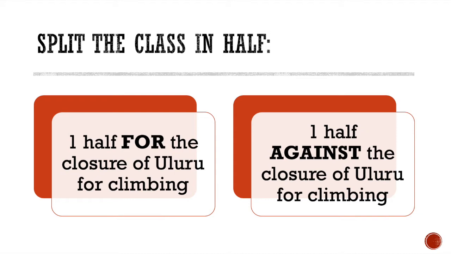To do this, I might just simply split through the middle of the class where everyone is sitting, and then the students on the left half of the room could work together debating for the closure of Uluru for climbing, and then the students on the right side of the room can work together debating against the closure of climbing Uluru. I would explain to students that these groups are their big debate teams.